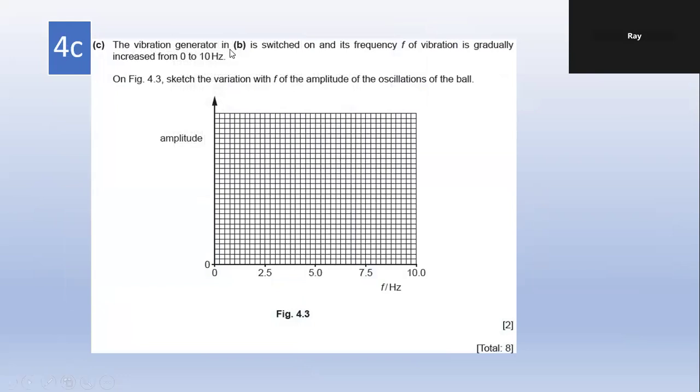The vibration generator is switched on and the frequency of vibration is gradually increased from 0 to 10 Hz. Sketch the variation with frequency of the amplitude of oscillation of the ball. Right? The highest amplitude is at 4. Just that way.